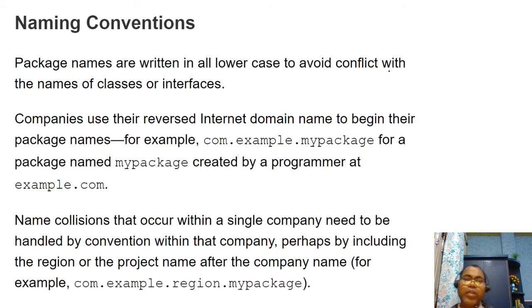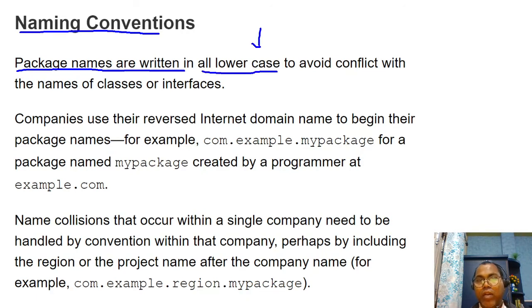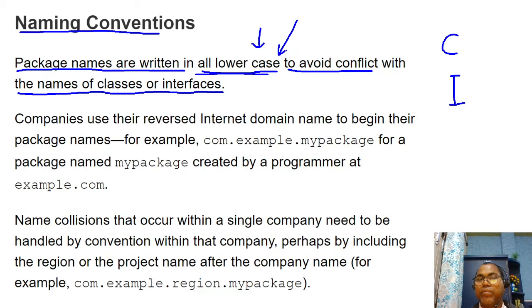And whenever we write a package name, we have to follow some naming conventions as well. Your package names are written all in lowercase, as the first guideline, to avoid a conflict with the names of classes and interfaces. Why? Generally a class name starts with a capital letter, and an interface name starts with a capital letter. If your package name also started the same way, it might conflict. So the preferable way is to always write your package name in lowercase.